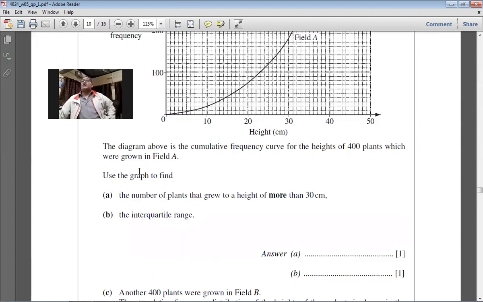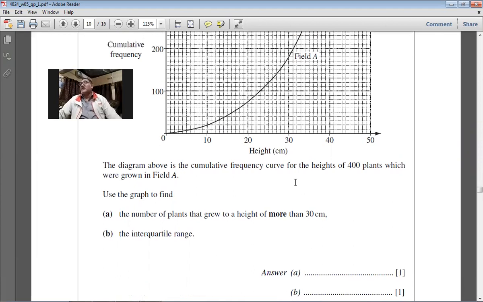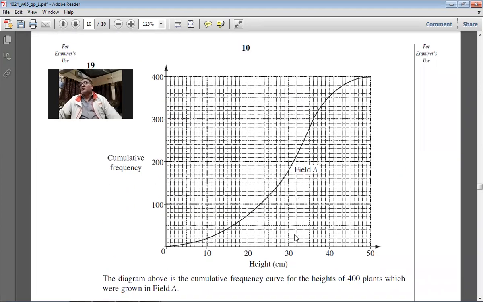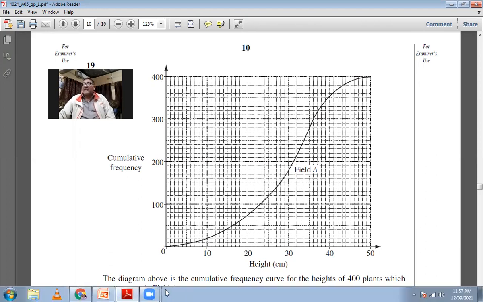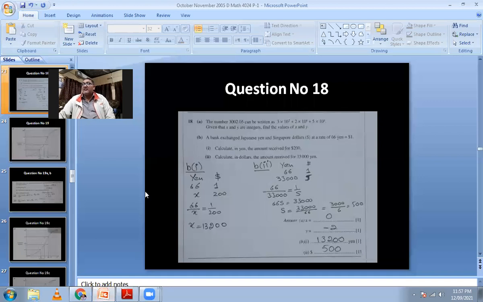He says use the graph to find the number of plants that grew to a height of more than 30. So from here you will go to the graph, and from here you will check how many plants. Whatever number you get here, you subtract it from 400, you get the plants which have grown more than 30 centimeters. So let me show you how I have done this.